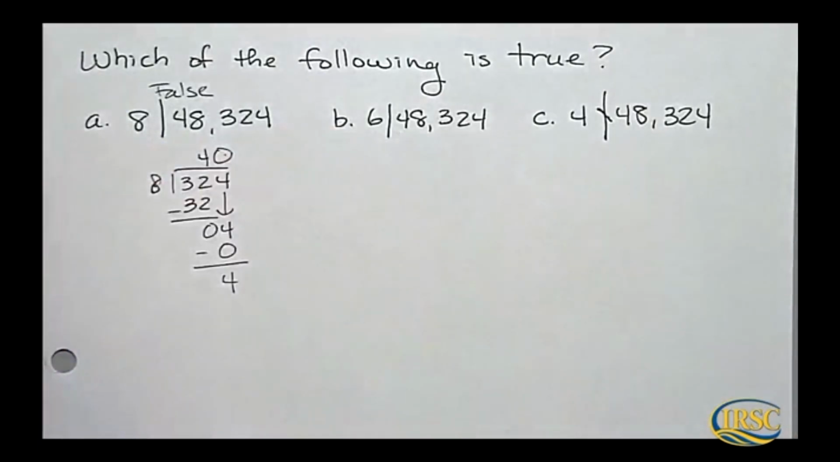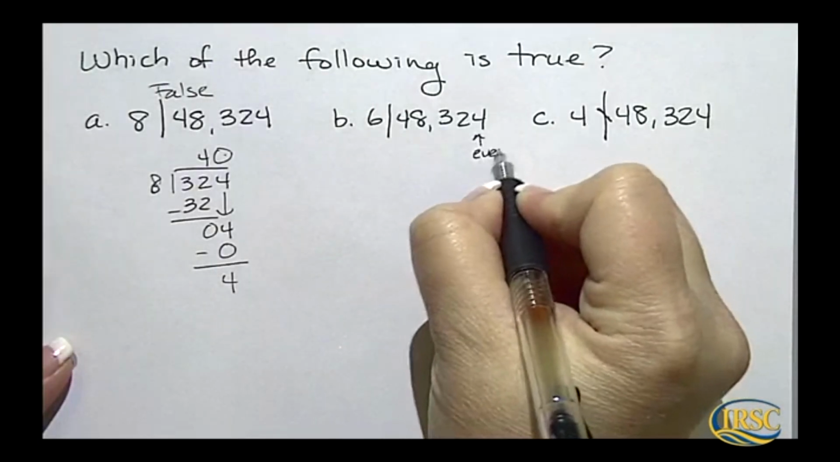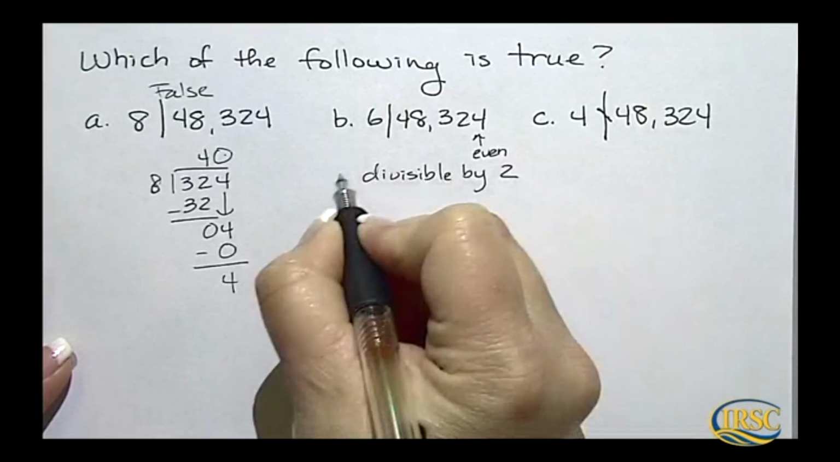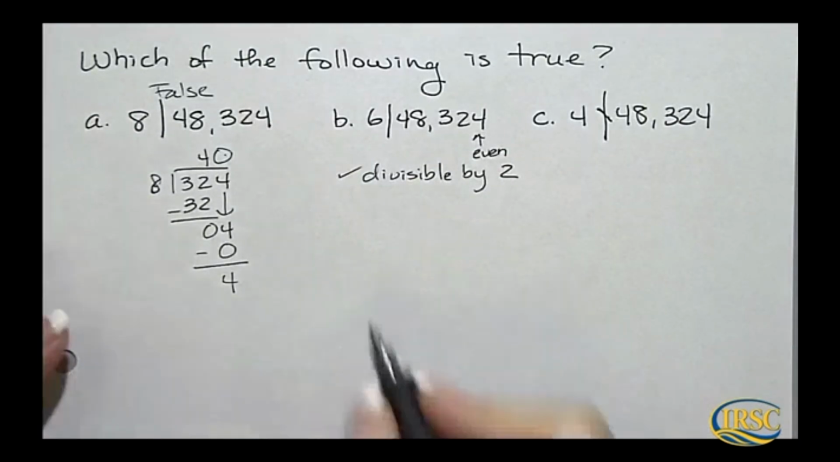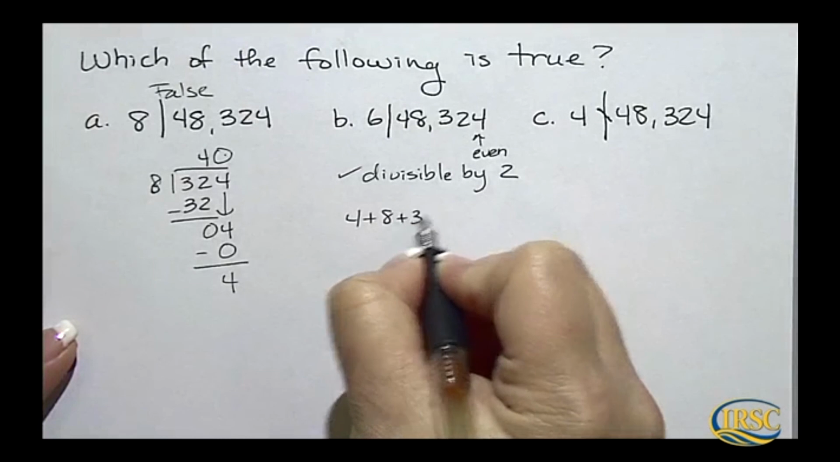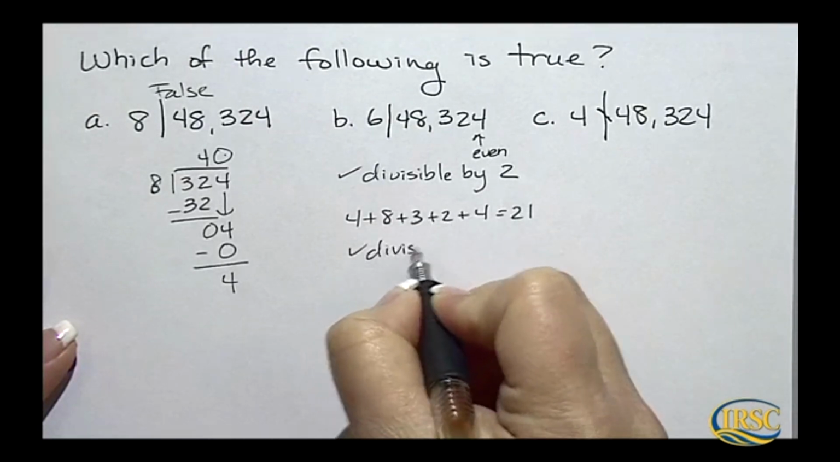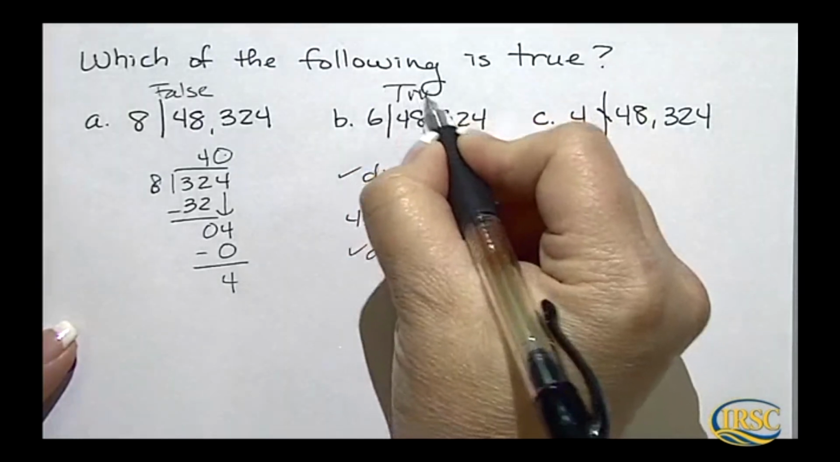All right, how about 6? What do you have to do for 6? You check to see if 2 works. Is it divisible by 2? Yep, because it's even. Is it divisible by 3? How do you know? Add up all the digits. And what did you get? 21. So check, divisible by 3. And therefore, since these 2 work, this is a true statement.